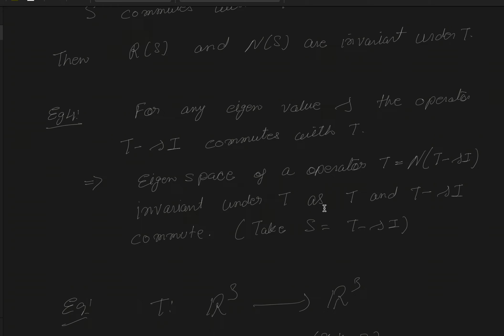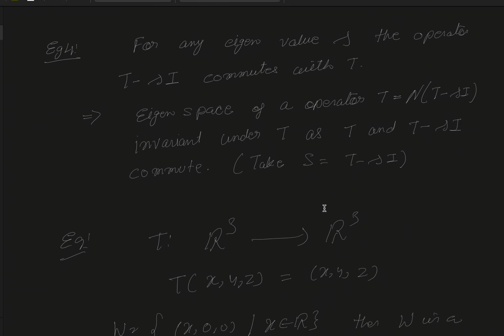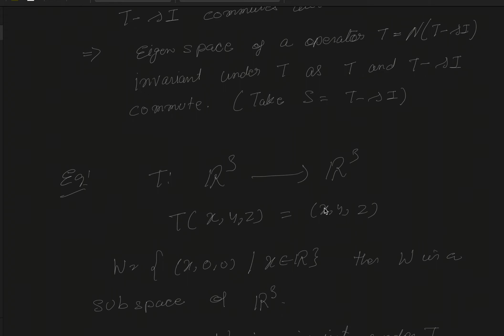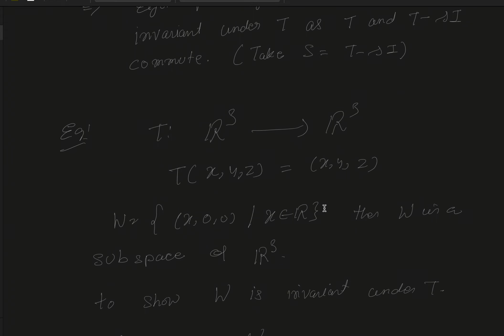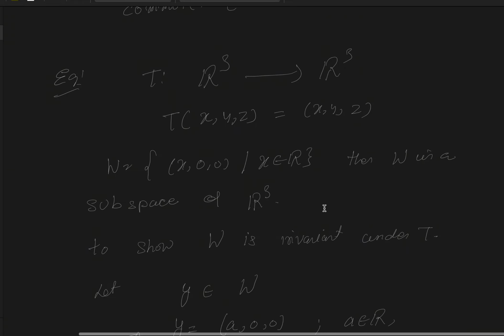Now this is one more example that I considered, just to show you how we actually prove that a subspace is invariant or not. So let's say that we have a map T from R3 to R3, and the map is actually the identity map. You can see T of (x, y, z) equals (x, y, z). So basically it is a simple identity map.